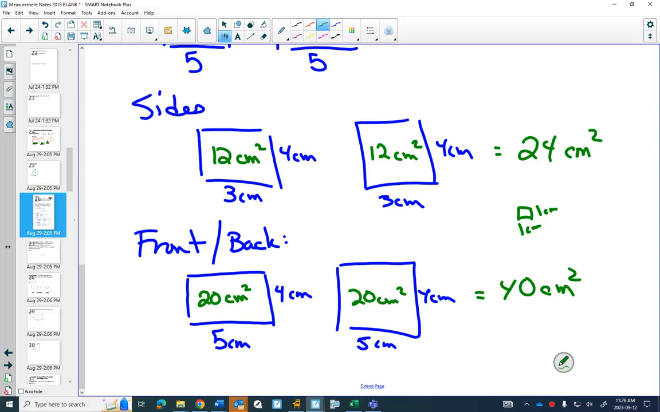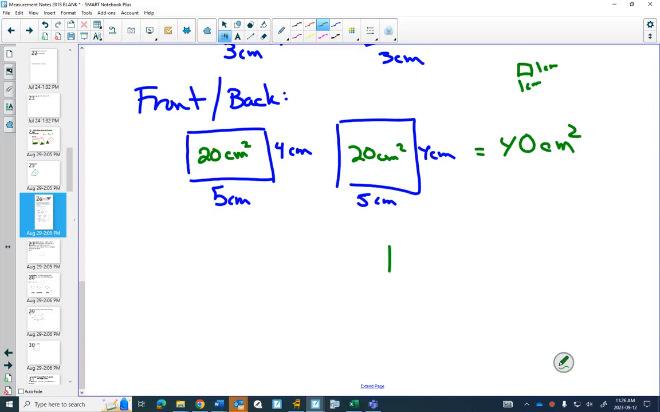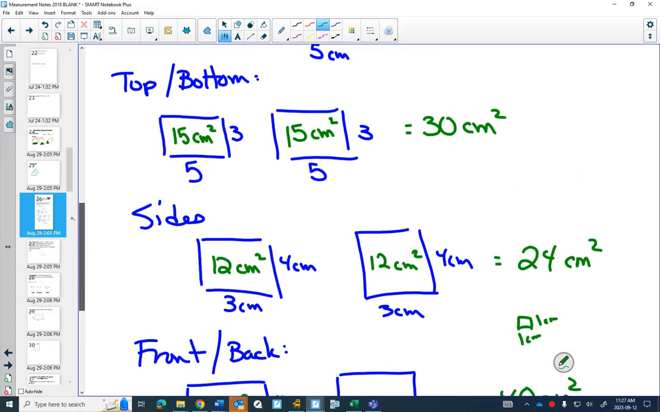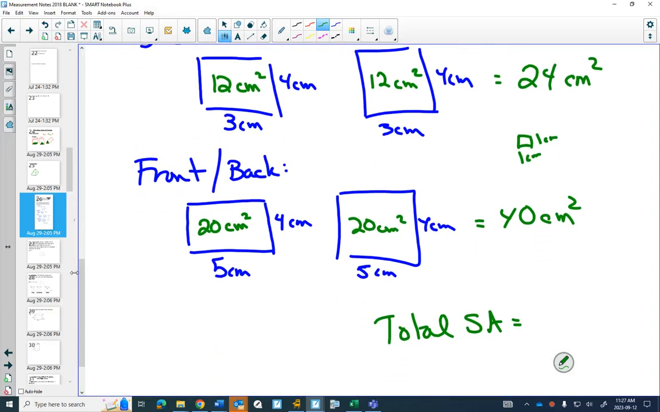So we are saying that it would take 24 of these to cover both sides. It would take 40 of these to cover the front and back. And in total, and I'm going to use SA for surface area, the total surface area would be adding these all up. So we would add 30 plus 24 plus 40, and we would get 94 centimeters squared. So to cover that whole box, we would have to paint 94 of these squares.